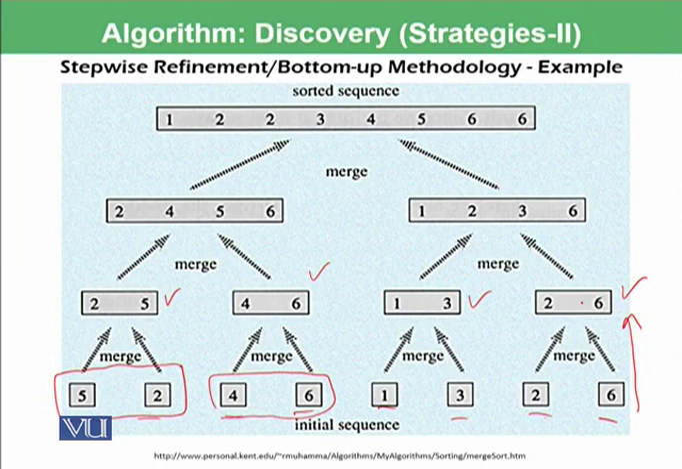And then you are going to merge 1, 3, 2, 6 like 1, then 2, then 3, and then 6. So you are going from the bottom until the top by solving this problem. So this could be one of the strategies of algorithm discovery.